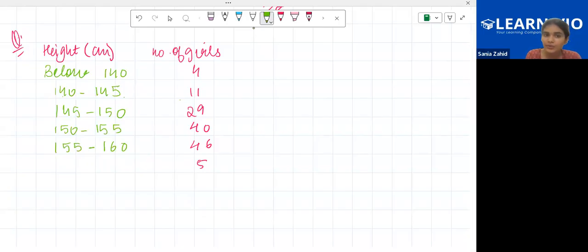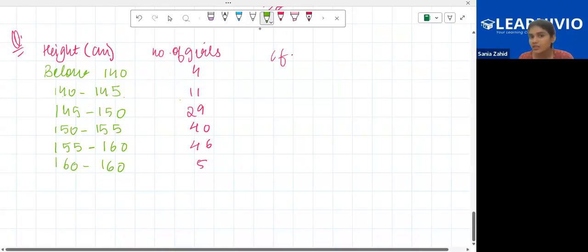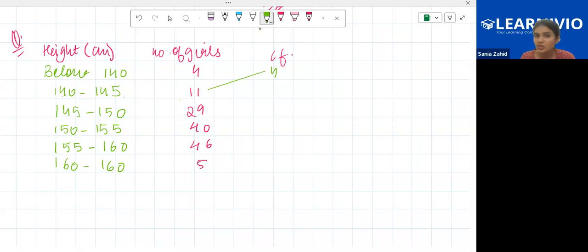Now, what will I do next? I will have to find the cumulative frequency, the CF value. The first cumulative frequency will be 4 only. Now you add 4 to 11, you get 15. You add 15 to 29, 44. You add 44 to 40, 84. You add this, 130, 135. This is the cumulative frequency.